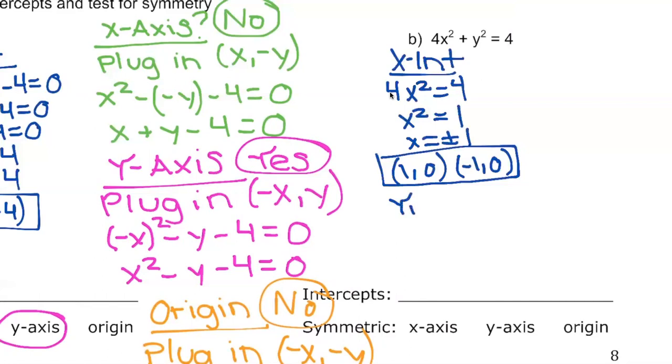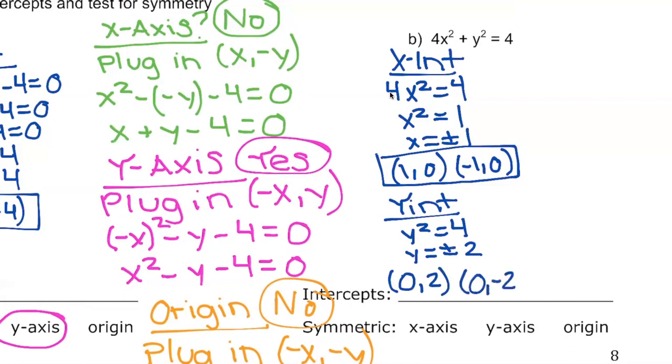For the y-intercept, you're plugging 0 in for x, so that entire term is going to go away. 4 times 0 squared is gone. So we just have y squared equals 4. Once again, you square root both sides, so you end up with plus minus 2. Whenever you square root both sides, you get a plus minus sign. So our points are 0 comma 2 and 0 comma negative 2. MathXL wants you to put commas between your points. So both of these are your answers to the intercepts.